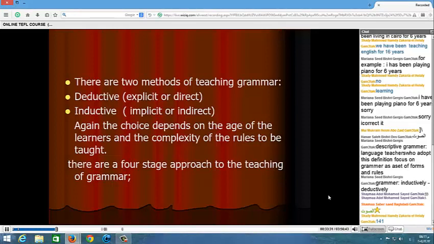Yes. Page 141, yes, Shadi. Inductively, as I said, we begin with the examples, and that's actually what happens with the most textbooks now in the preparatory and secondary schools. They begin by giving examples.